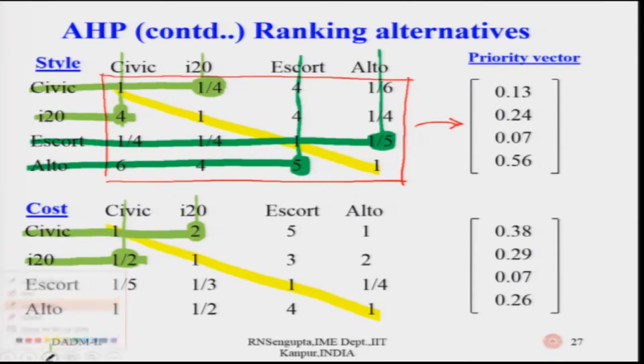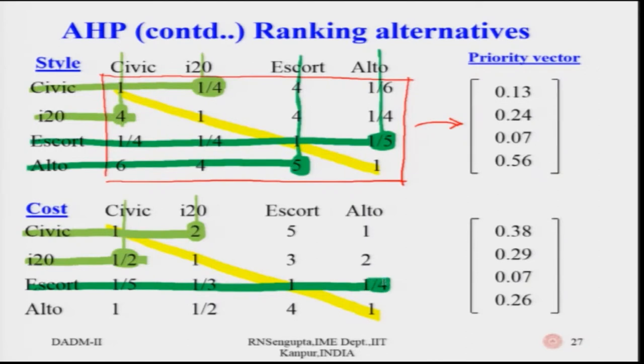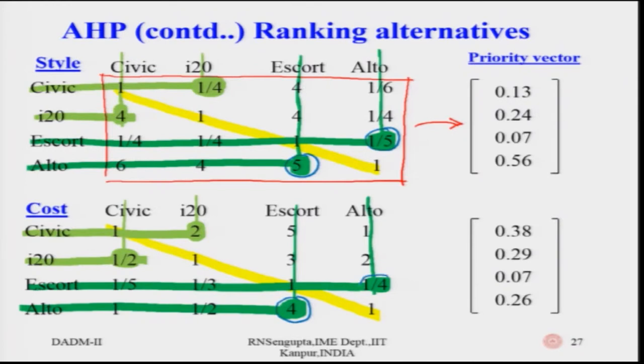Similarly, you have considered what score you should give to I-20 and Civic on the style front. Similarly, if I consider Escort to Alto, it is 1/4. When I consider Alto to Escort, it is 4. So, initially the scores were 5 to 1/5, here it is 4 to 1/4. And in the earlier case, when I had done I-20 to Civic, it was 4 to 1/4 and here it is 1/2 to 2, on two different criteria, style and cost.